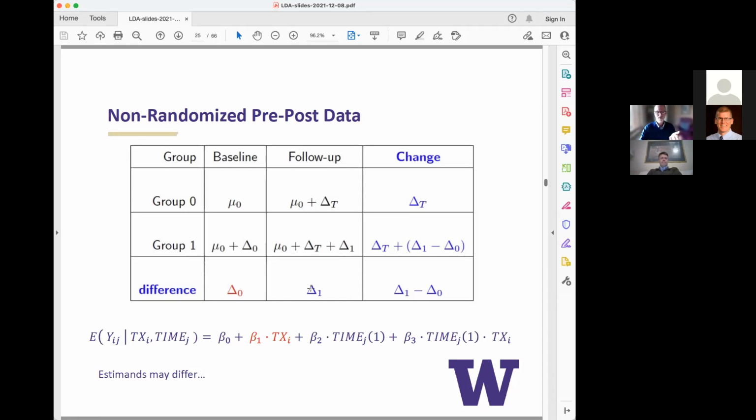The follow-up difference is delta 1. The difference in change is delta 1 minus delta 0. I just want to recognize the design matters for this particular approach. And I would approach it differently with a different design. But my goal here was to really talk about randomized designs.